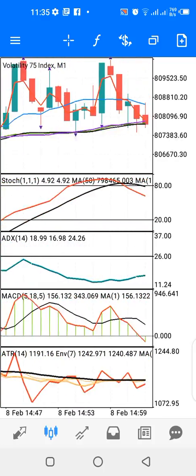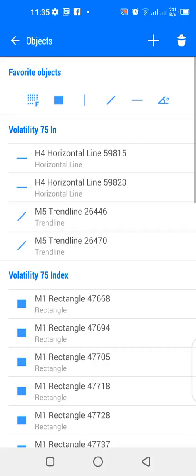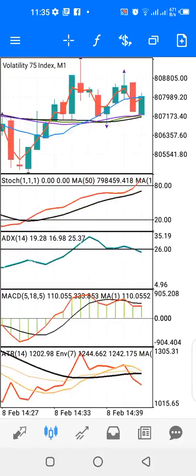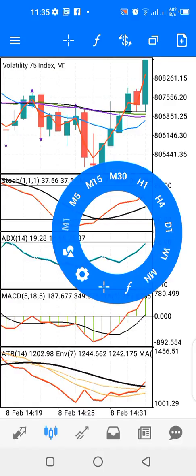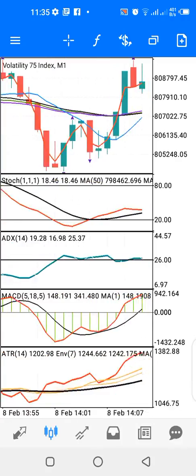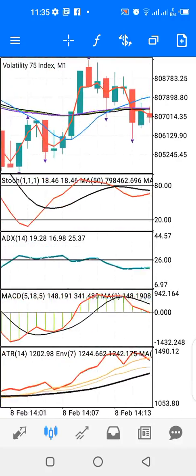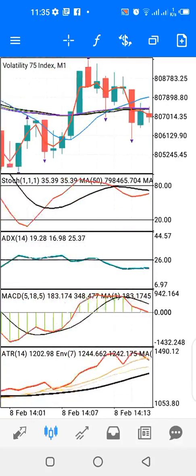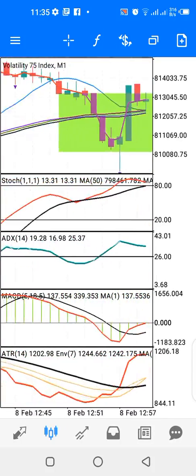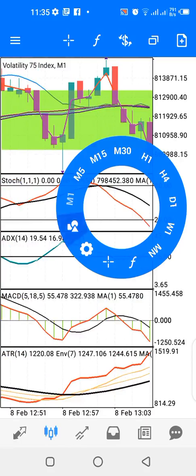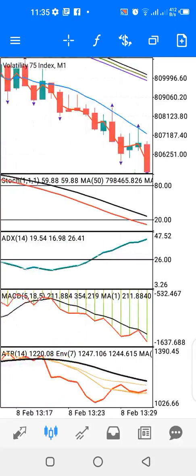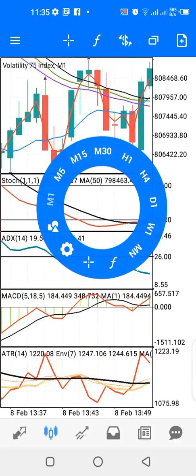Let's look for more. This is a sell. There's a buy. Like we have a range around here. There's a sell here. Sell opportunity happening around here. So let's look at the settings.